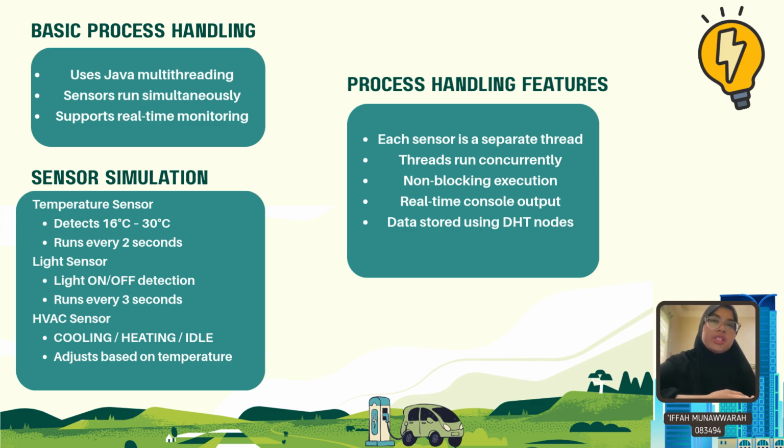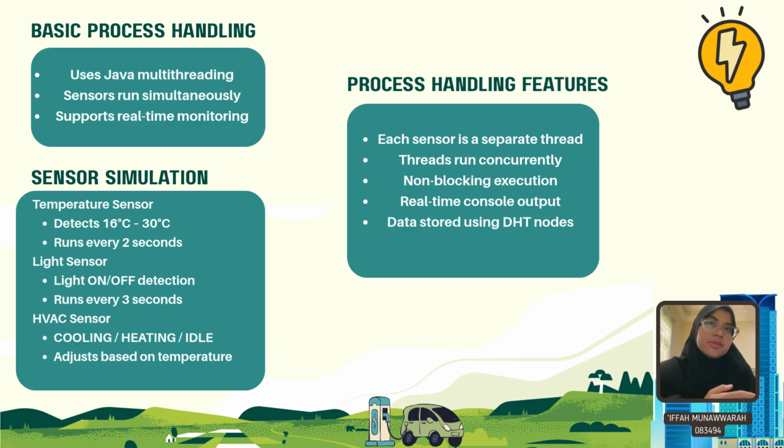Sensor simulation. We simulate three different sensors in the system. First, the temperature sensor. It detects temperature between 20 Celsius and 30 Celsius and updates data every 2 seconds. Second, the light sensor. It detects whether the light is on or off and updates every 3 seconds.